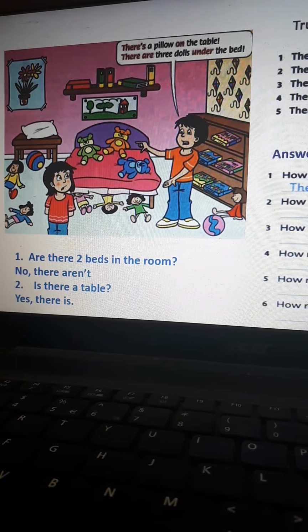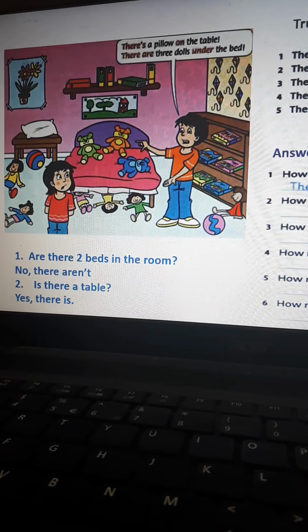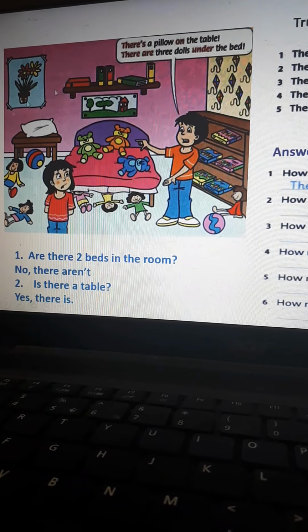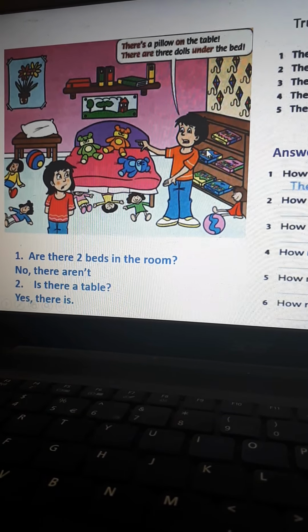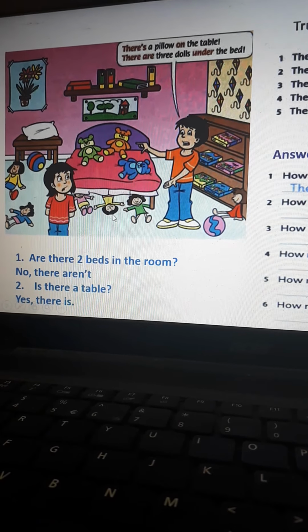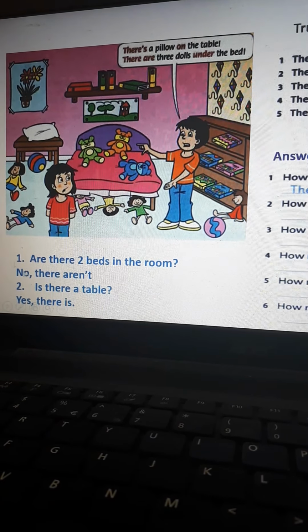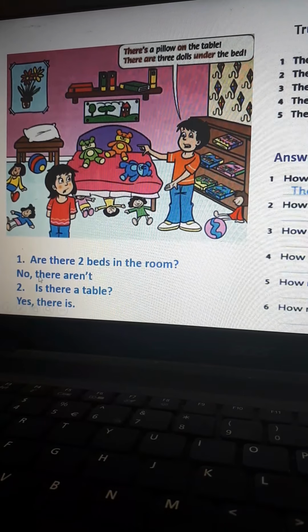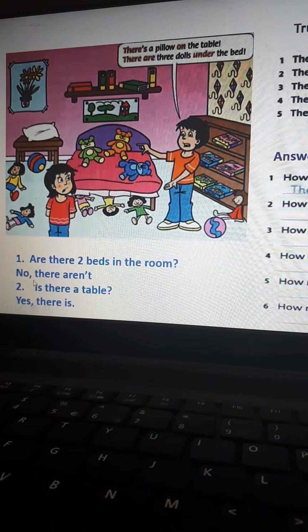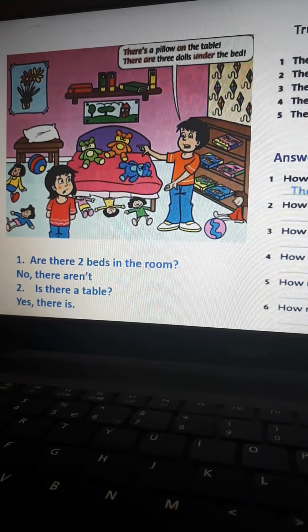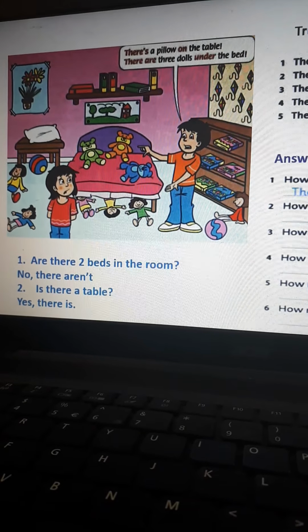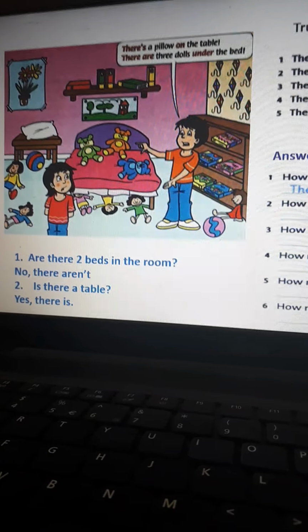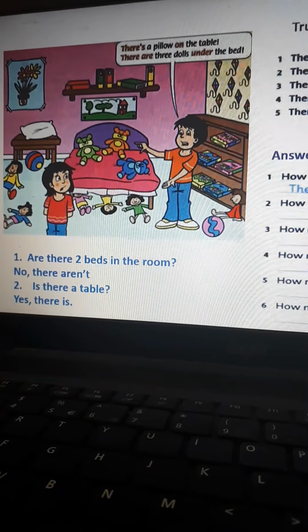Are there more than two persons? No, there aren't, because they are just two persons, okay? So please remember that a question begins with the auxiliary are or is. But if we're going to work with the WH question, do you remember that? What, where, who, whom, which, etc.